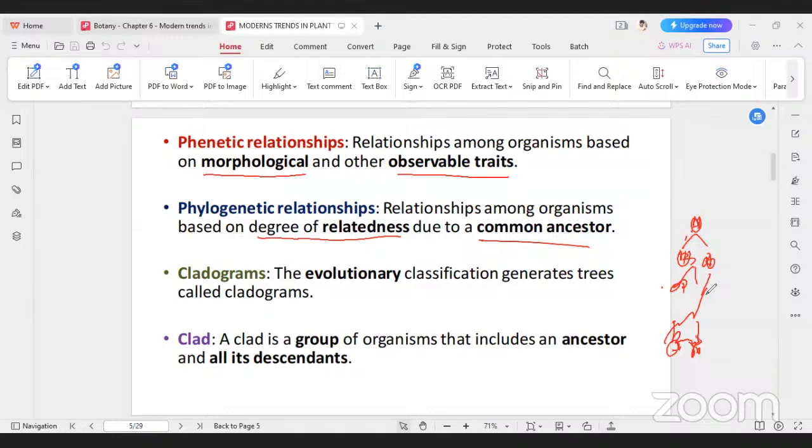And cladogram. Cladogram means evolutionary classification. Evolutionary classification generates trees, and they are called cladograms. A clade is a group of organisms that includes an ancestor and all its descendants. That's it. An ancestor and all descendants, like this. This is a clade.